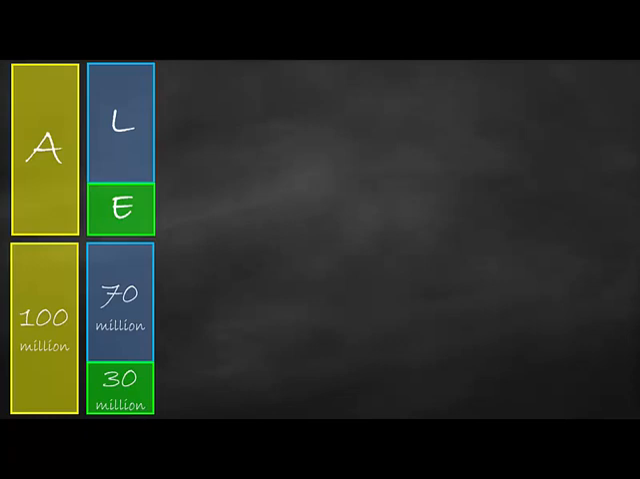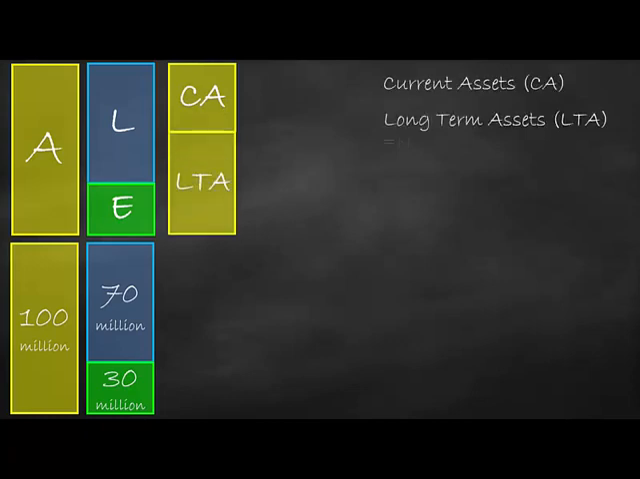When looking at the balance sheet, we divide assets into two categories based on maturity. We have short-term assets, which have a maturity of less than a year, as well as long-term assets, which have a maturity of more than a year. Short-term assets are called current assets, whilst long-term assets are called non-current assets. Please note that long-term assets is the American terminology, whilst non-current assets is British terminology.